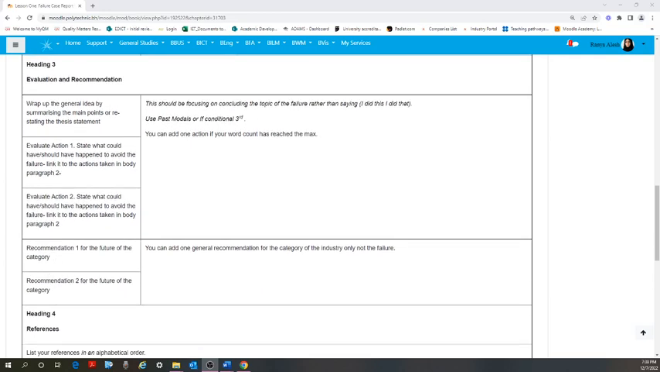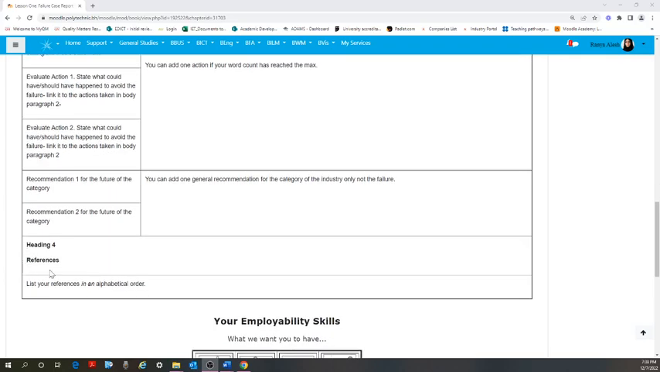Then we need to have a recommendation for the future of the category. You could add 1 general recommendation for the category of the industry only, not the failure. And finally, you have the references.